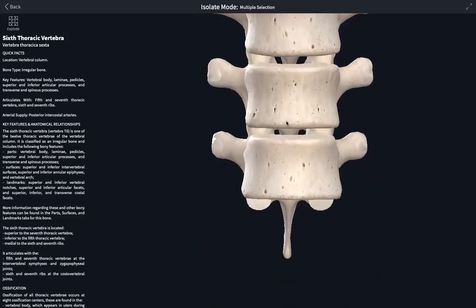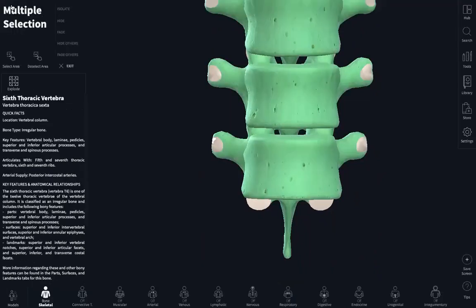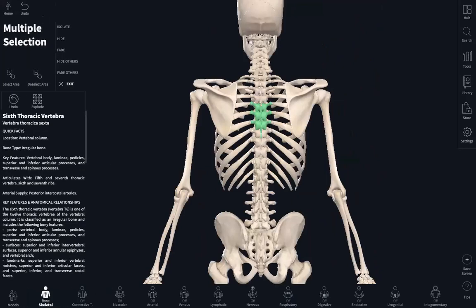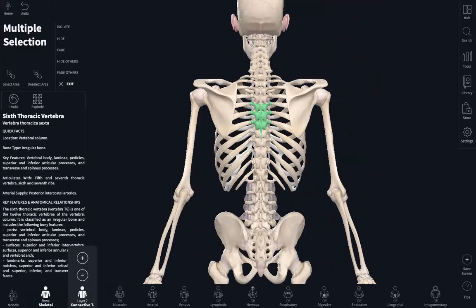There are gaps in between. Can you see these gaps? Now these are actually not gaps. There will be a cartilage in between. That is called the intervertebral disc or the gristle. So if I introduce that cartilage, you will understand. Wait.